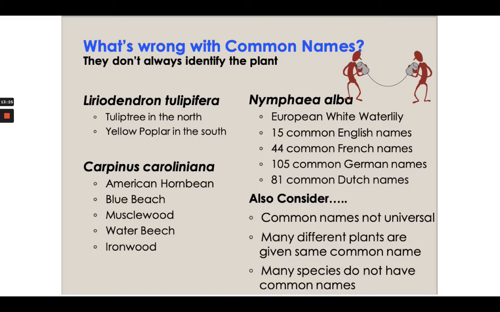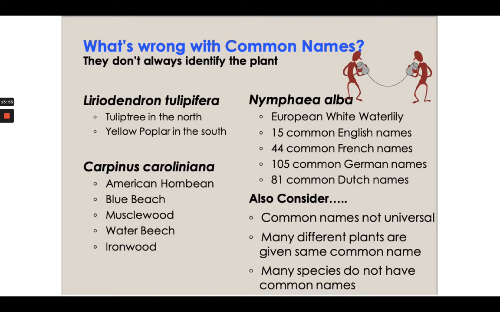And you might be thinking, well, what's wrong with just calling a rose a rose? Why can't we just leave it like that instead of worrying about all these genus and species things? Well, that's because it doesn't always identify the plant. For example, this little guy up here, this Liriodendron tulipifera, is a tulip tree in the north, but down south they call it a yellow poplar. It's the same plant, but two different common names. And if you move, no one's going to have any idea what you're talking about.